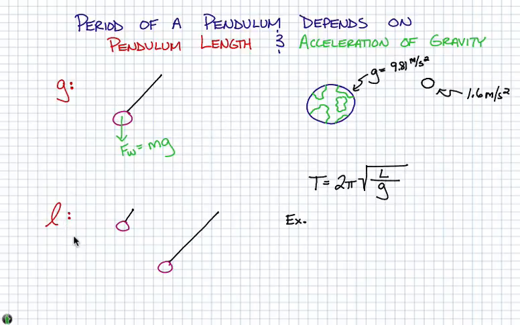And the length. Length is the other factor. I think you can imagine if you have a short length, as this goes back and forth, you're generally going to have a different period than if you had a much, much longer length going back and forth.